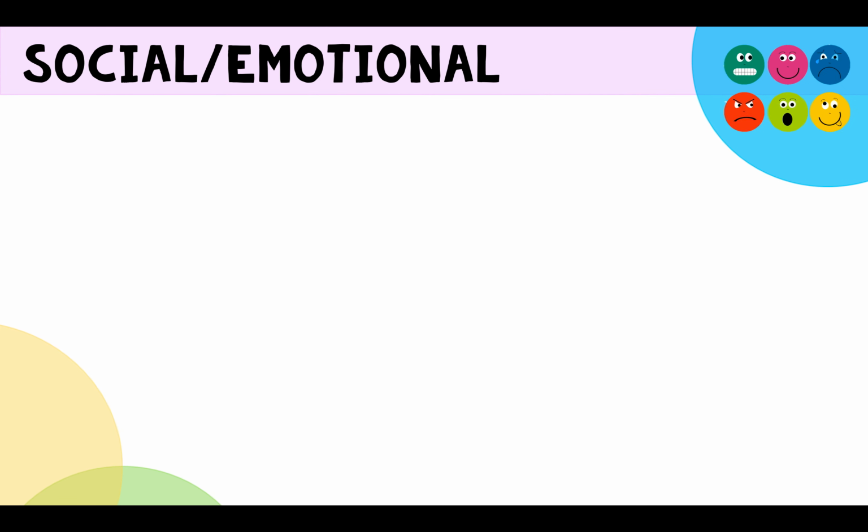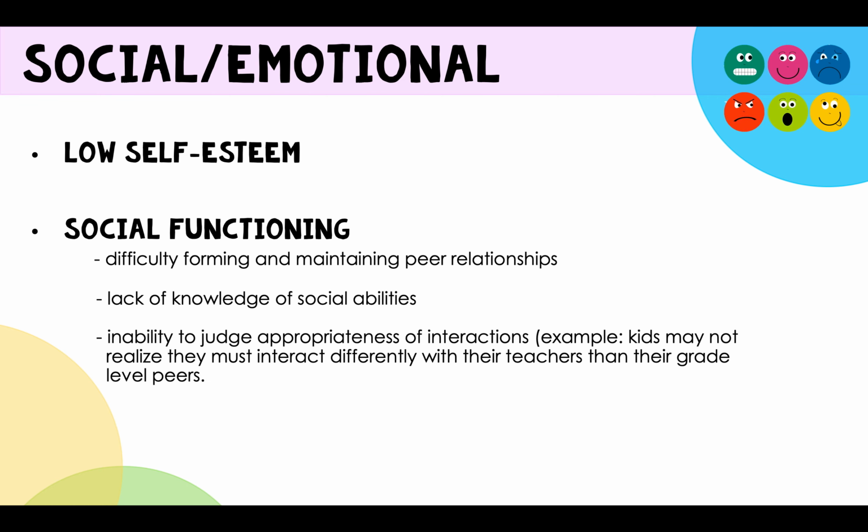Students with ADHD often experience difficulty with social functioning in multiple environments, including school, home, and many others. Students with ADHD may have low self esteem due to knowledge of their troubles in school. Additionally, like students with learning disabilities, students with ADHD may have difficulty creating lasting relationships with their grade level peers due to their inability to judge appropriateness in specific social situations.